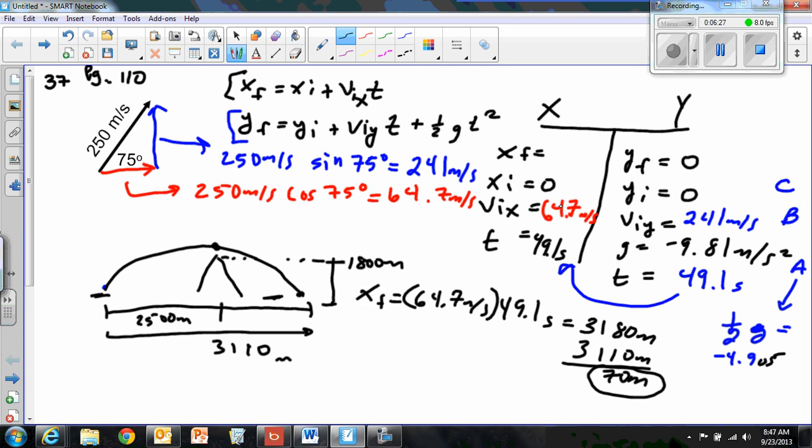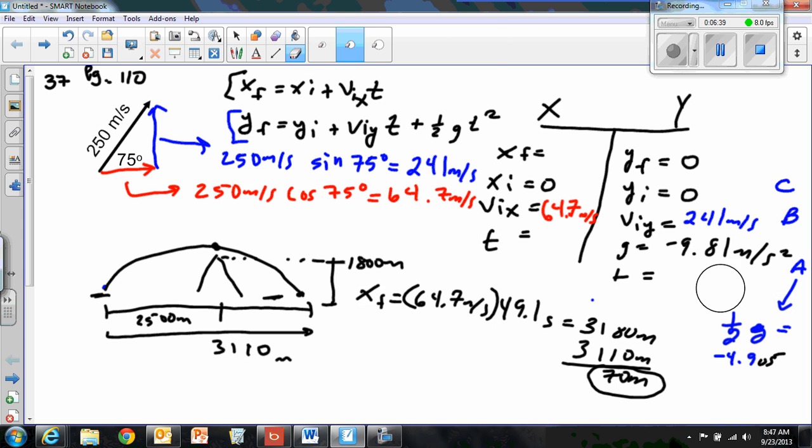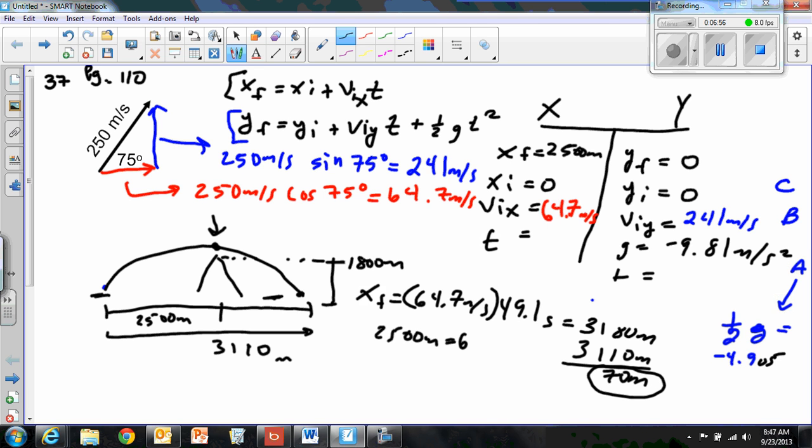So there's two parts of this problem. In the first part, the velocities don't change at all. But on the second part, the times change. The time is no longer 49.1. That's how long it takes to get all the way. We want to know how much time it takes to get right here. And I can use my X final as 2,500 meters to find that. Basically that's going to be 2,500 meters equals 64.7 meters per second times time.